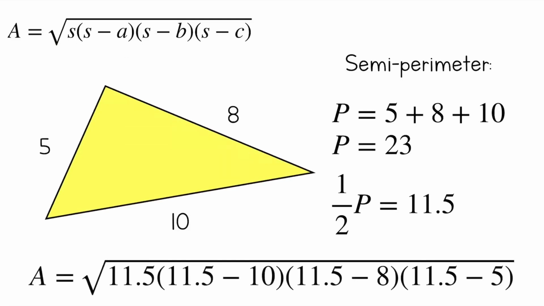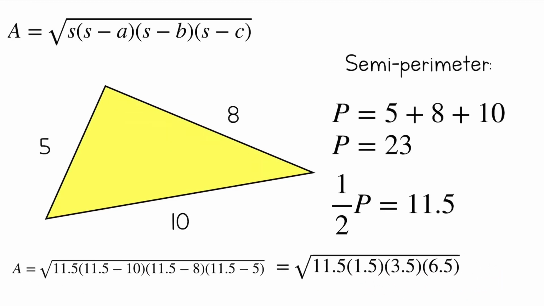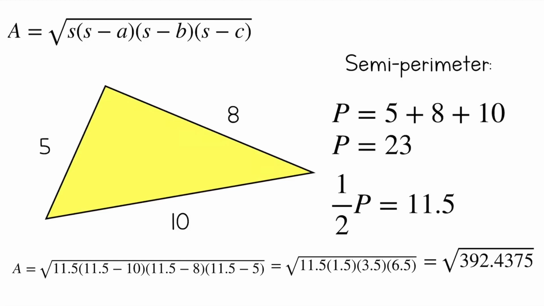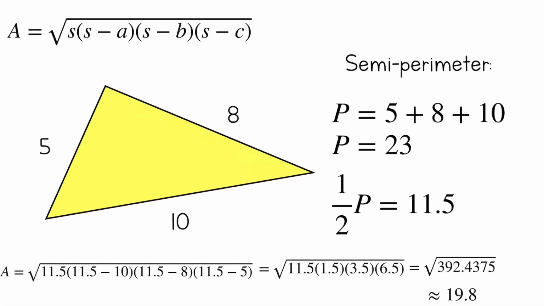So next, I'm going to simplify everything in these parentheses to get this, and then I'm going to multiply everything together to get the square root of 392.4375, or also approximately 19.8. And of course, nobody likes to lose points on their test from forgetting to label their answer, so we're going to need our unit squared.